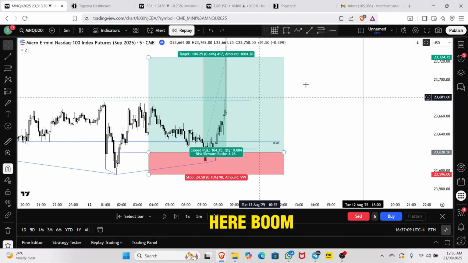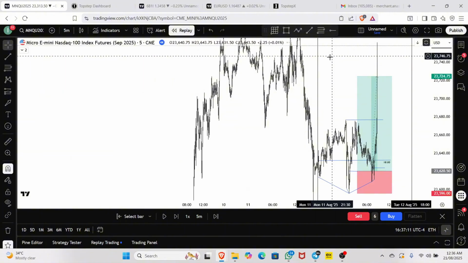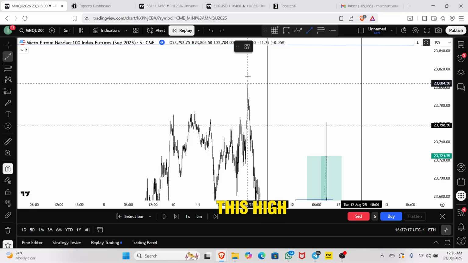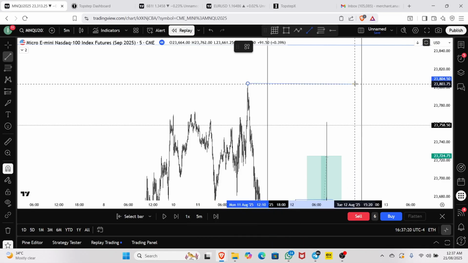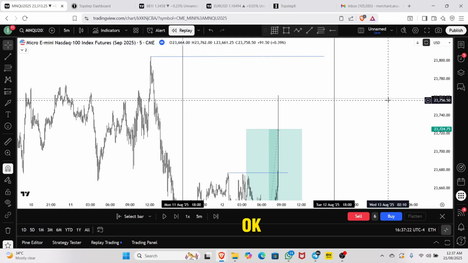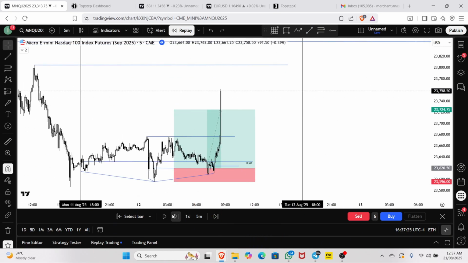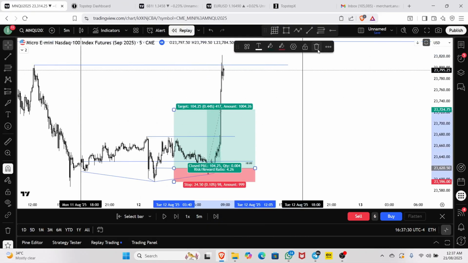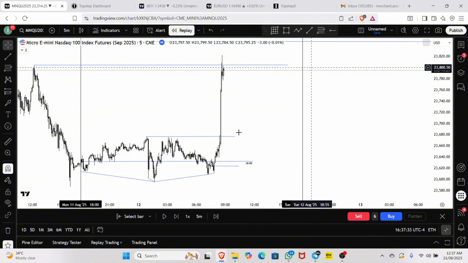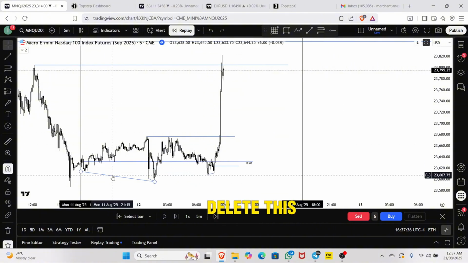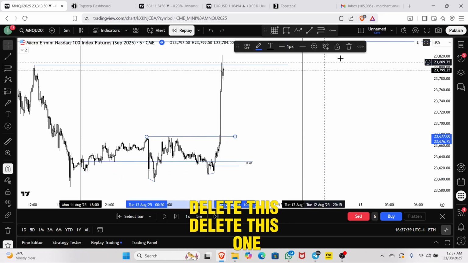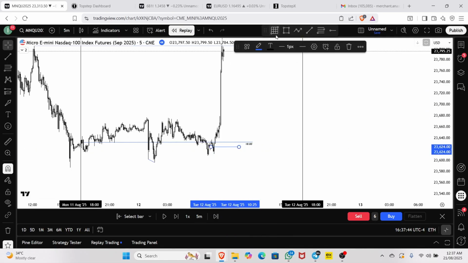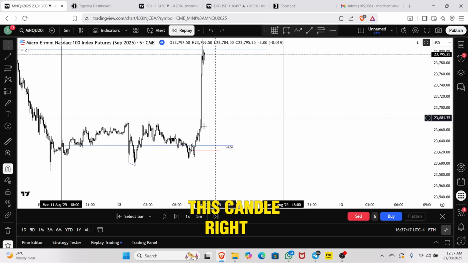Here, boom. Keep your eyes on this one, this high, because I took another trade after this. Okay, keep your eyes on this high. This high is taken, right? But close this off. Delete this one, I just keep the chart clear. Just keep your eyes on this candle right there, this one.